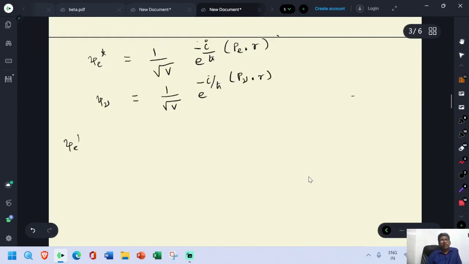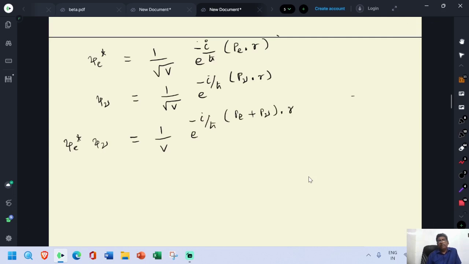ψe* ψν equals 1 by V e to the power minus i by h-cross (p plus p_ν) dot r. It is just 1 by root V into 1 by root V, which is 1 by V, times e to the power minus i by h-cross into this. You just have to add: a power m into a power n equals a power m plus n. That rule we have applied.